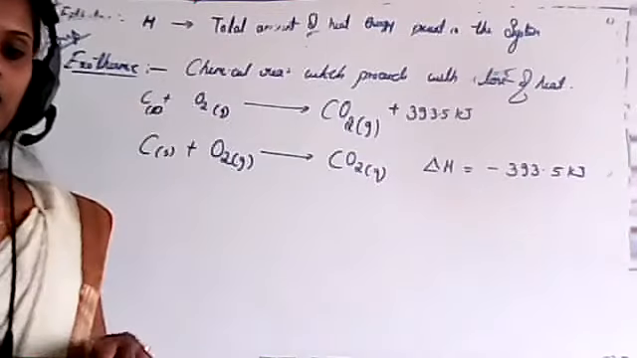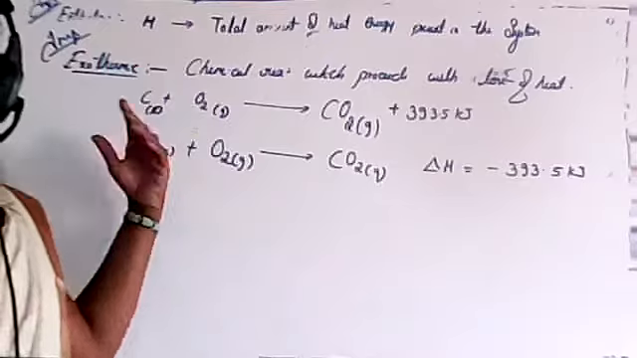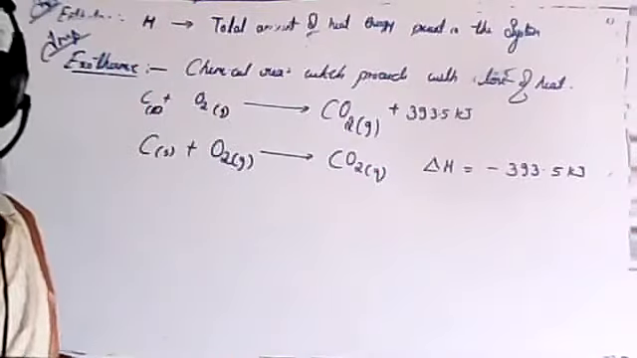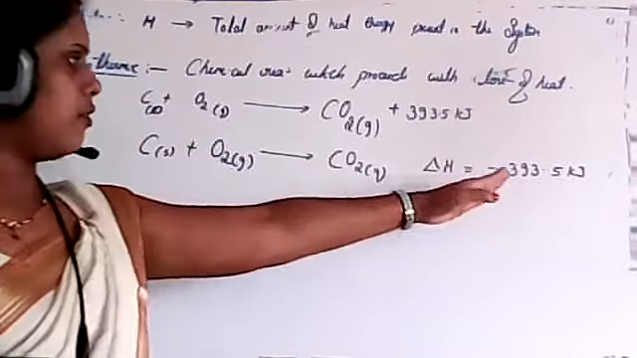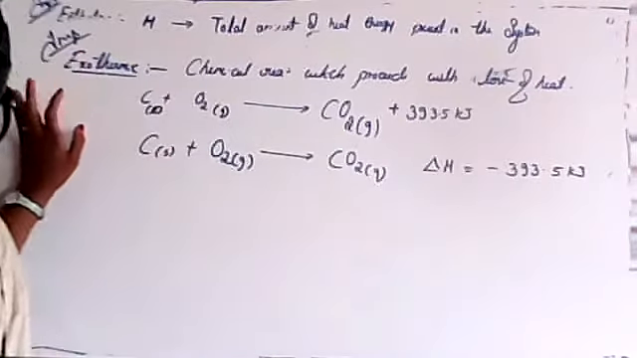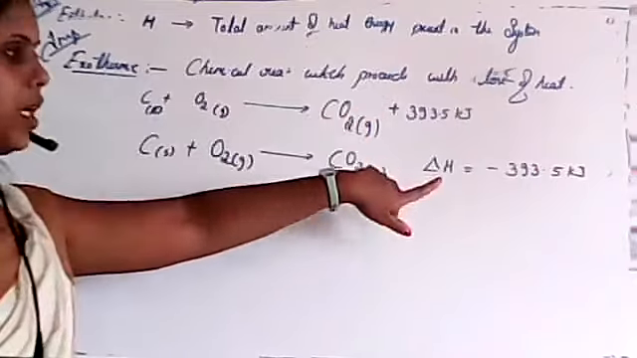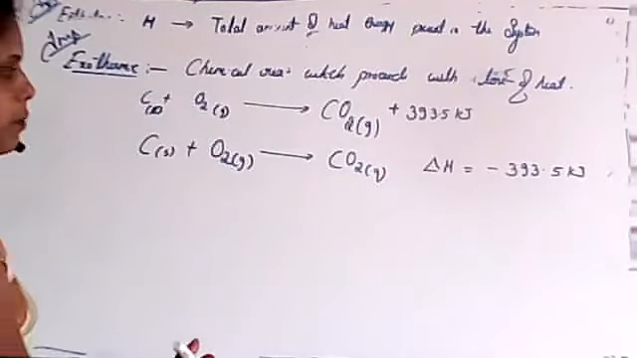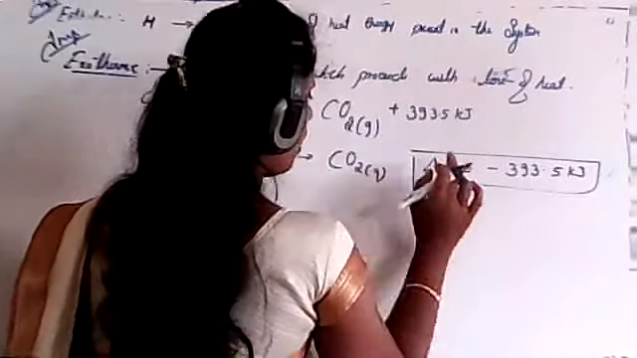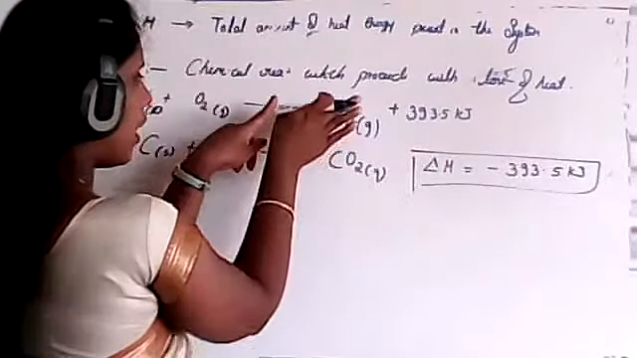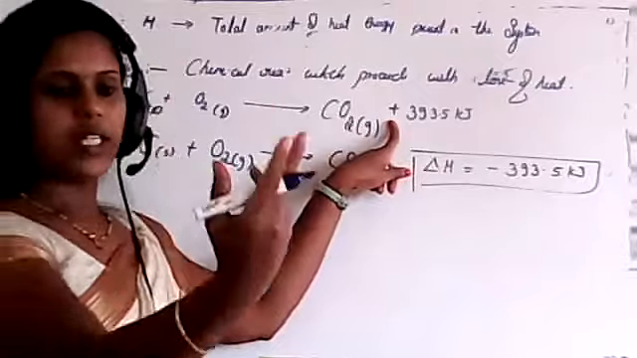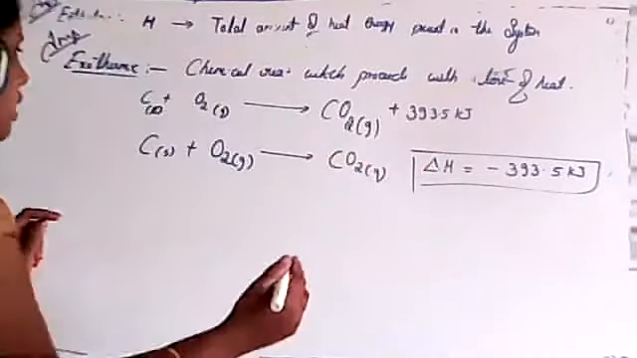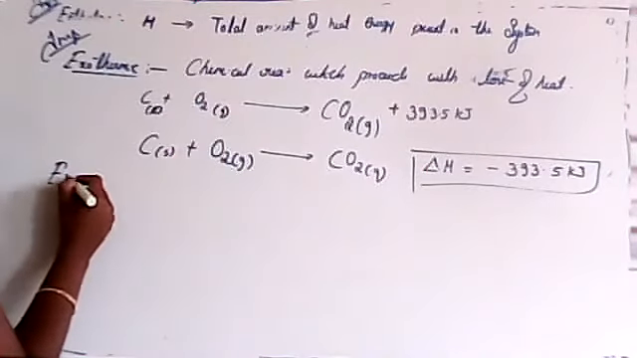While writing an example, you have to remember any one example. Don't remember all the equations or all the values. Remember, delta H is negative in this case, but while writing, evolution of heat is written as a product itself. Clear?